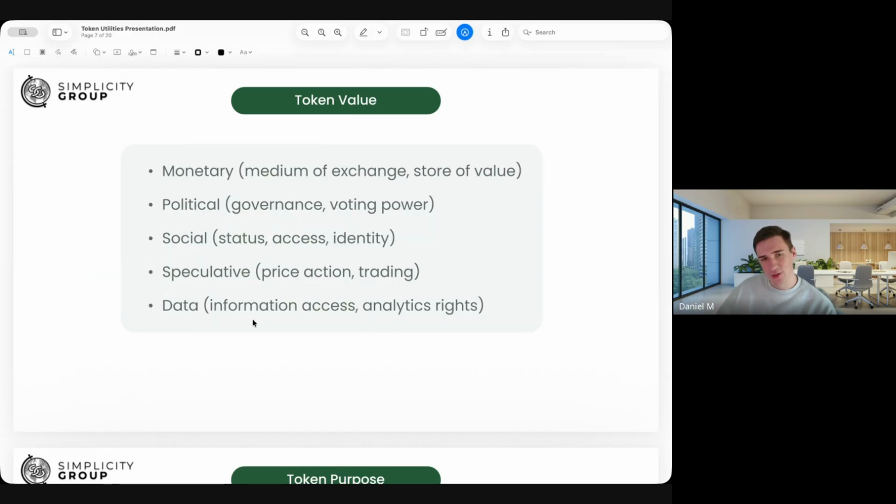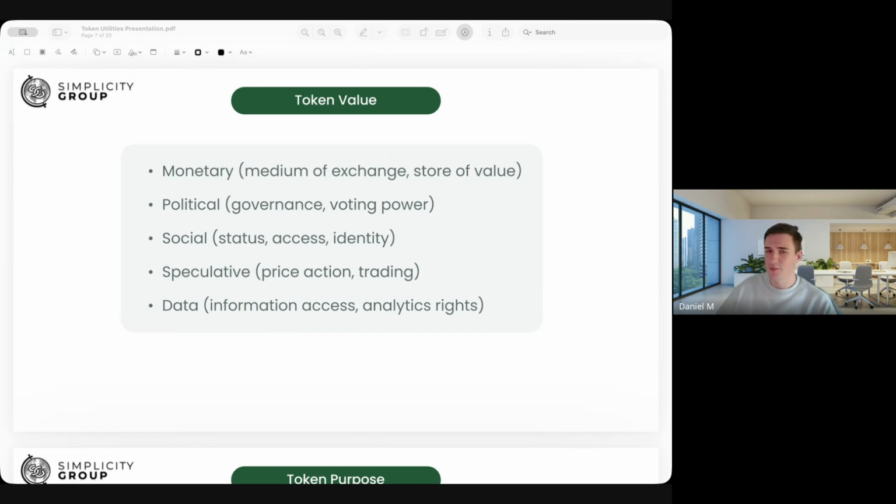Moving on to value, there are 5 main types of value that we at Simplicity see for tokens to hold. There is the monetary value, which is a medium of exchange or a store of value. Bitcoin, many people say it's a store of value. Some people argue it's a medium of exchange. It has monetary value. There's political value. If you are a decentralized protocol, which has governance and voting rights, then there is value in that governance and voting rights to the community.